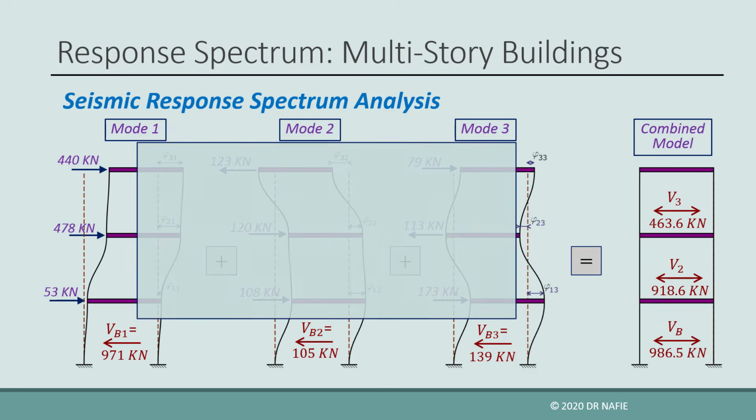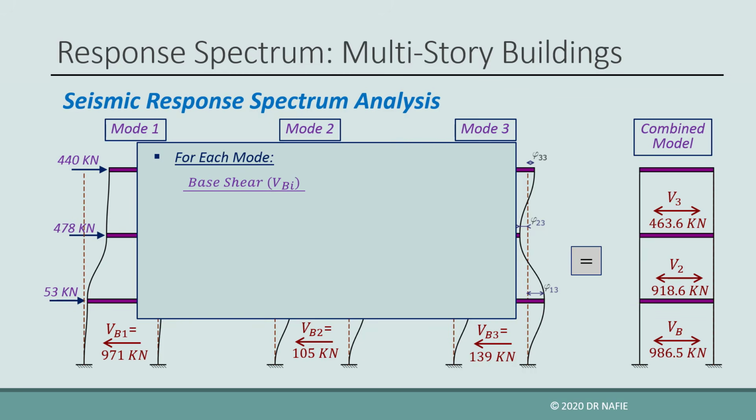If we divide the base shear for any mode i, VBi, by the spectral acceleration for that mode, SAi, we obtain a value called the modal mass, and we will give it the symbol MMi, where the subscript i indicates the mode number. One very interesting property of the modal mass is that if we sum the modal masses of all the modes, we will find that the result is equal to the total mass of the building.